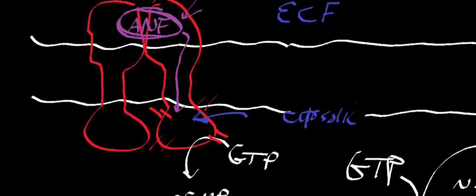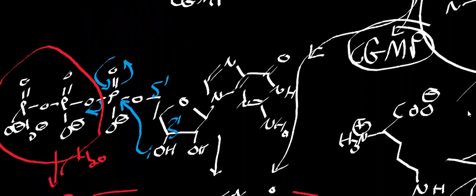When it binds, there's a change in conformation, and you get activation of the guanylate cyclase on the intracellular side, and GTP gets cyclized to cyclic GMP. Okay, it's in this mechanism right here.